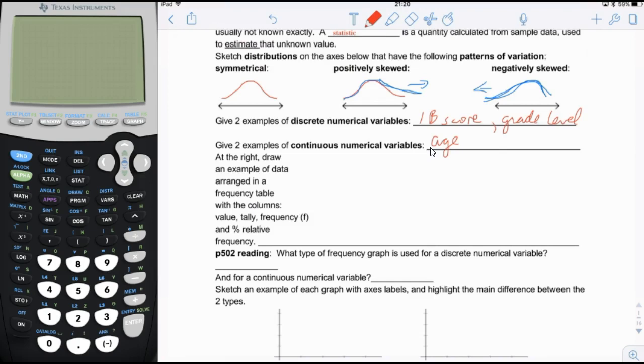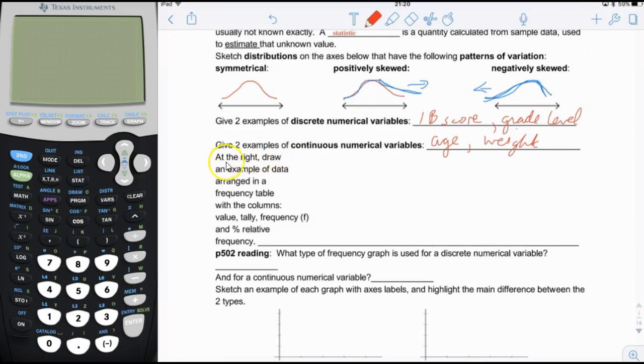Another thing might be your weight. Your weight would vary according to the number of kilograms, grams, milligrams, etc. So basically, continuous numerical variables are like decimal numbers that go on almost forever, and discrete numerical variables only take on usually integer values. Could be certain decimal values, but they have to be a specific number of decimal values.